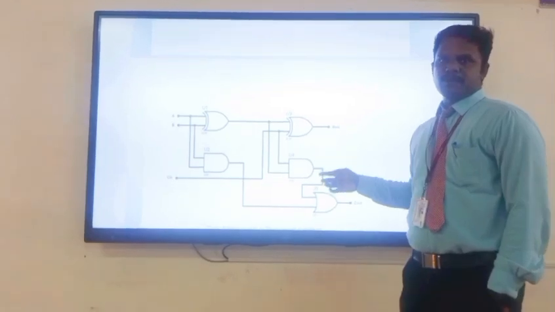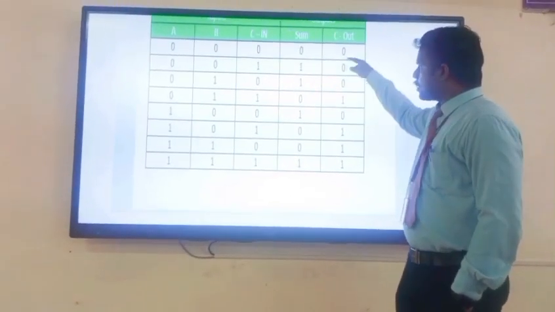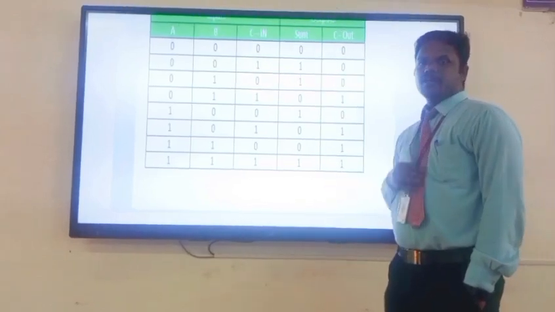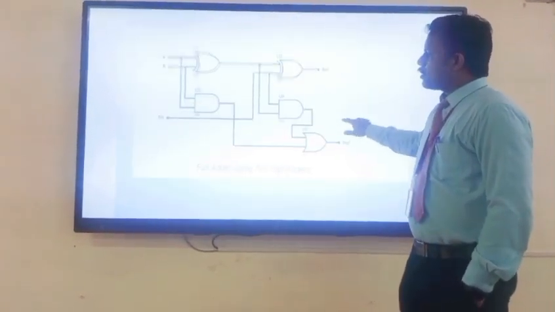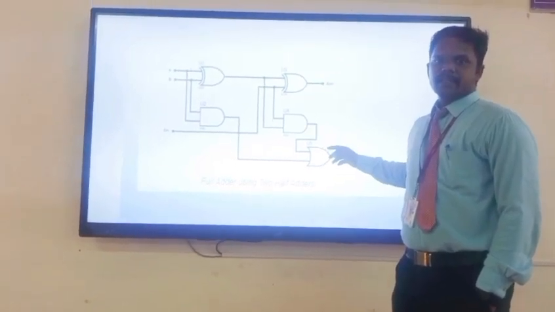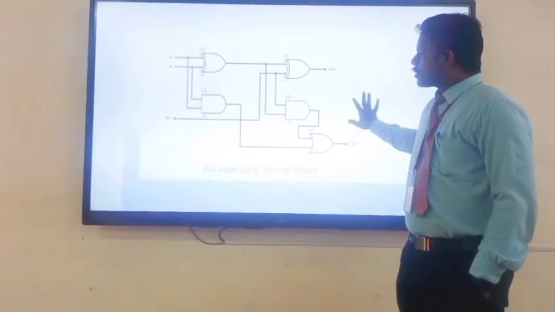Then as usual, the same process. You have to find the minterms for sum and carry. Then you have to go with the K-map simplification for three variables. Then you have to generate the expression for sum and carry. Then you have to draw the diagram.